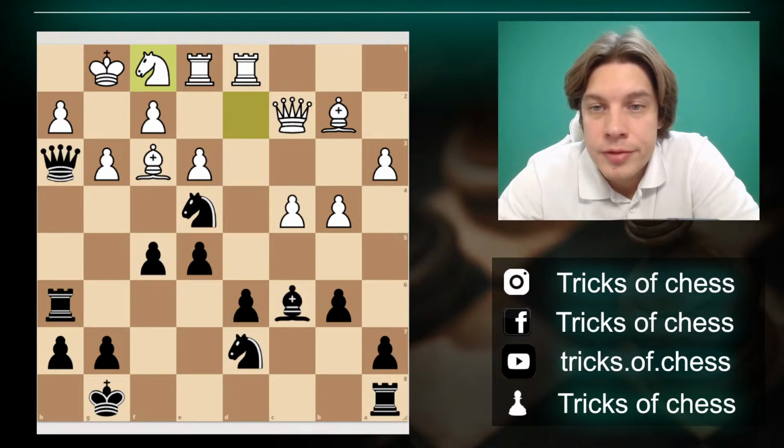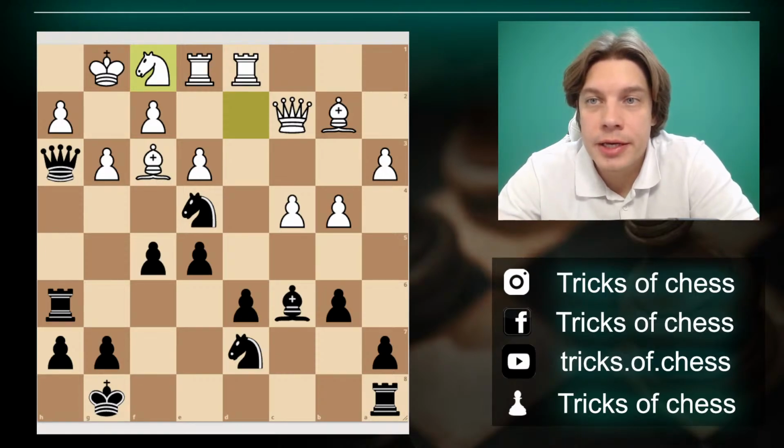What should our move be now? What do you think? How would you play if you were black?